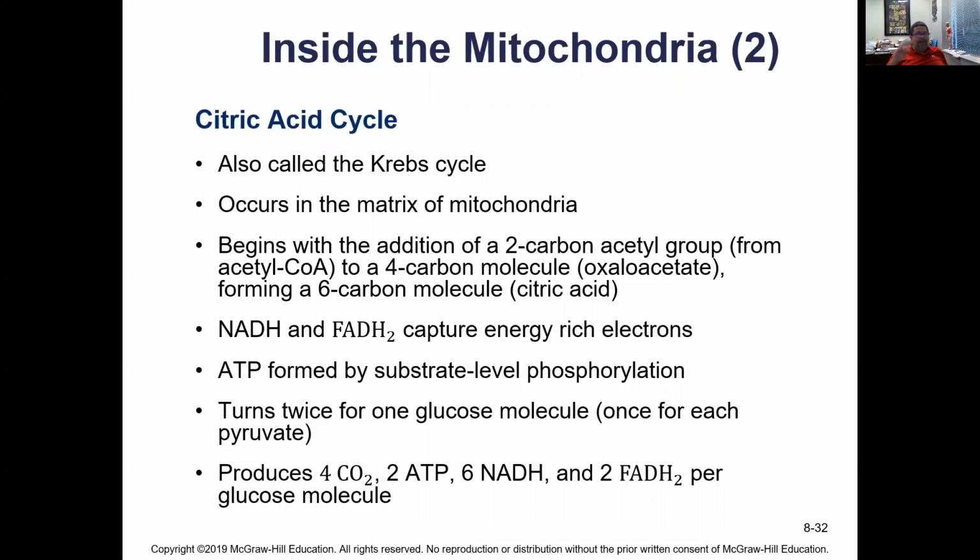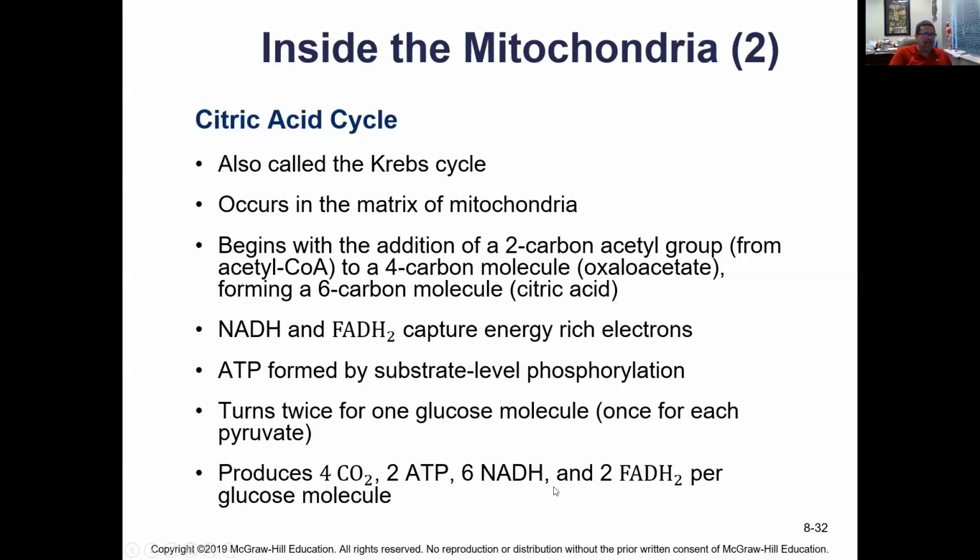We're going to make, listen to the products. It sounds like I always do this to the rhyme. On the 12th day of Christmas, what you love gave to me, 4 carbon dioxides, 2 ATP, 6 NADHs, 2 FADH2, and a partridge in a pear tree. Those are your products, sorry. 4 carbon dioxides, 2 ATP, 6 NADHs, and 2 FADH2s.